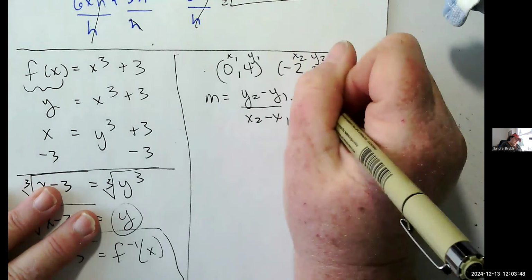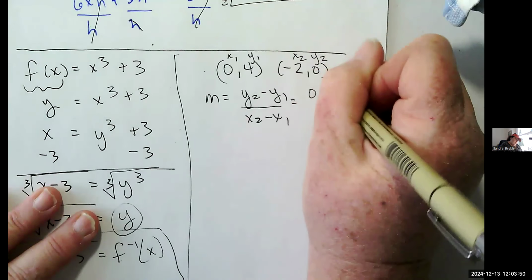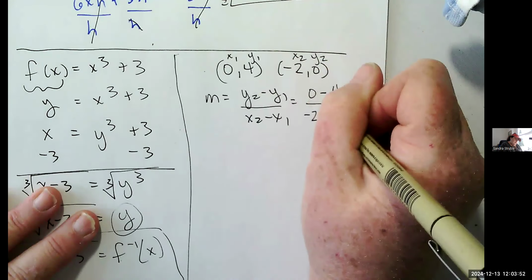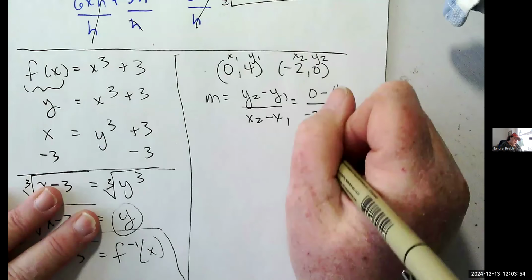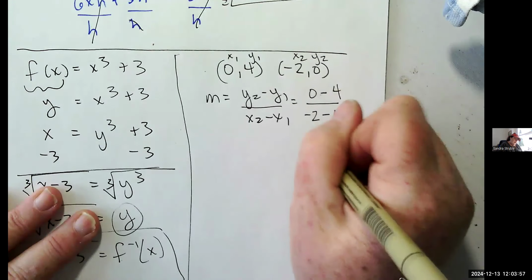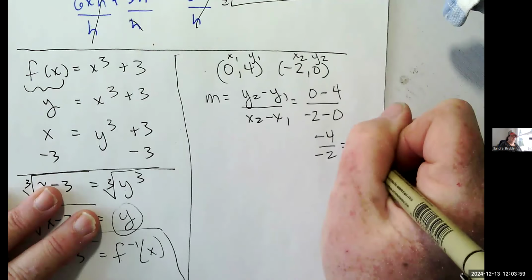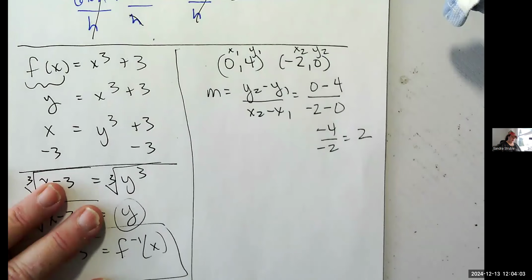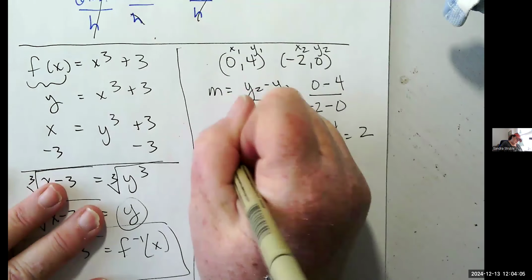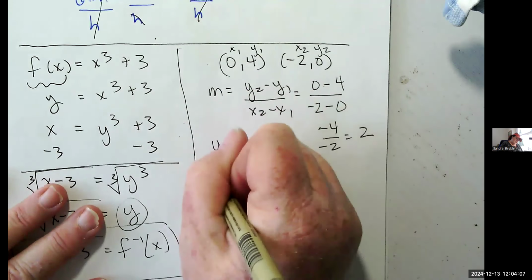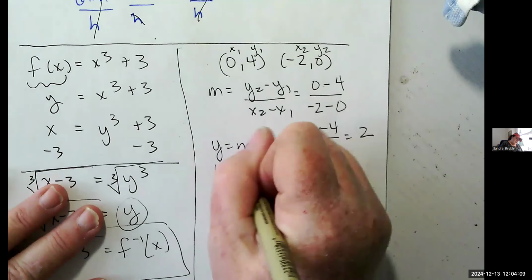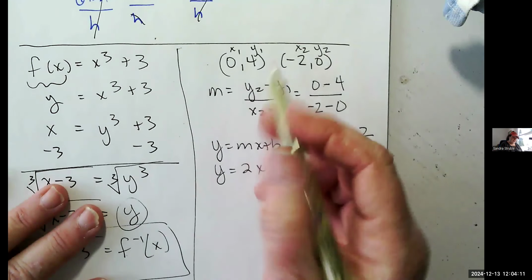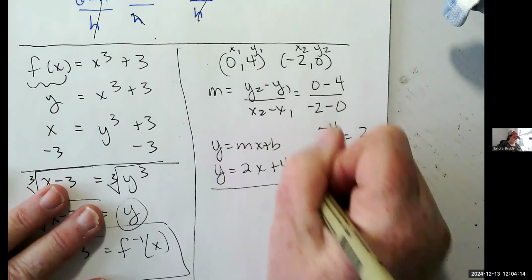All right, y sub 2 minus y sub 1 over x sub 2 minus x sub 1. So negative 4 over negative 2 is just 2. There's my slope, but they want the equation. Well, the equation is y equals mx plus b, and y equals 2x, and I already know my y-intercept is 4, so plus 4. Booyah.